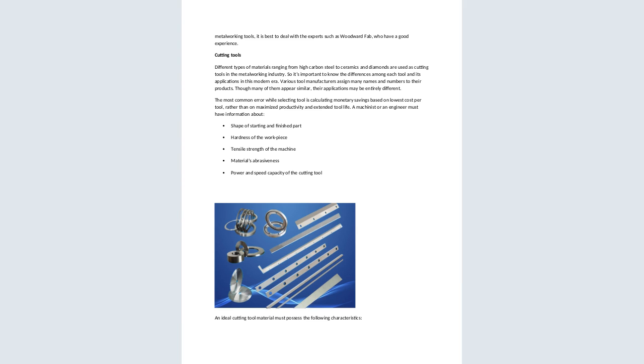So we are also going to talk about other tools, now the cutting tools. You can now see the different types of material, ranging from high carbon steel and ceramics, and diamonds are used as cutting tools in the metalworking industry. The cutting tools are made from specific metals. They are not made from just any metal. As we have said, materials like ceramics and diamonds are used to make the cutting tools. So it's important to know the difference among each tool and its application in this modern era.